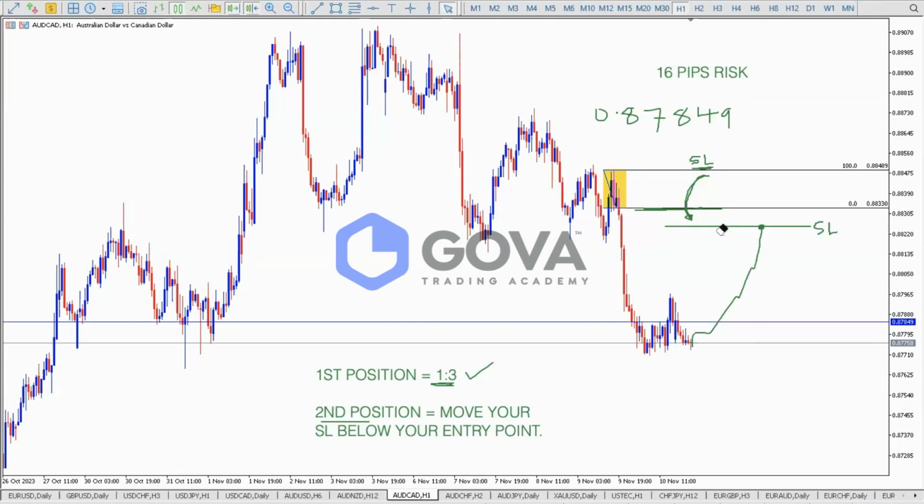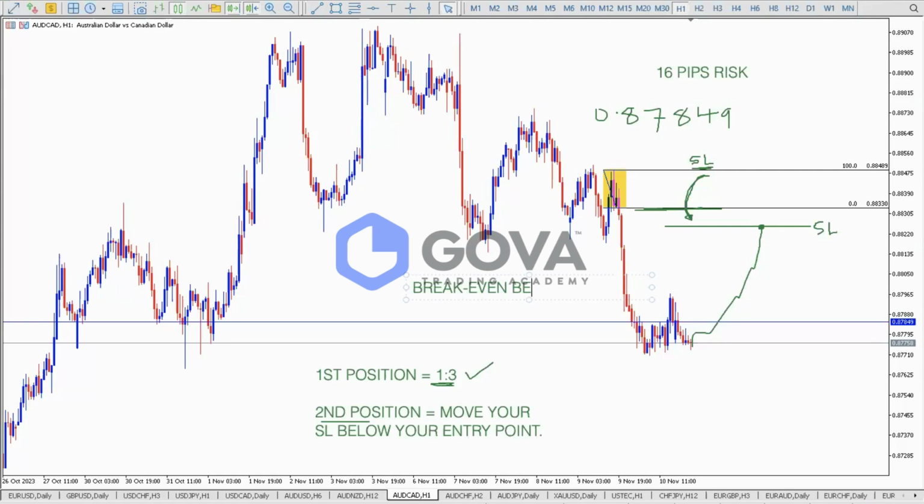By moving your stop loss into what we call the break even. This is what we call break even. Sometimes you might see me mentioning BE. So the short form for break even is BE.